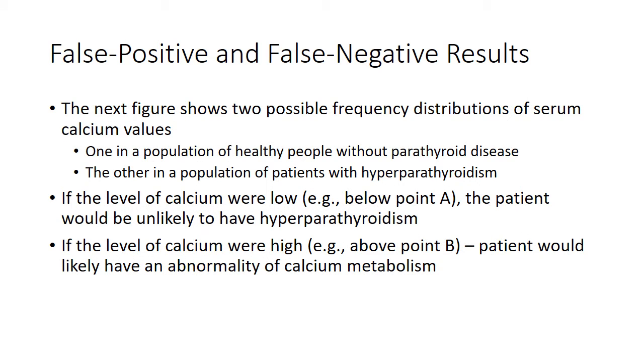So for the next figure, we're going to look at some frequency distributions of serum calcium values. One of them is going to be in a population of healthy people without parathyroid disease, and the other is going to be in a population of patients with hyperparathyroidism. If you have a low calcium level, say below point A in the picture we'll show in a second, the patient would be unlikely to have hyperparathyroidism. And if the level of calcium were high, above point B, the patient would very likely have an abnormality of calcium metabolism.